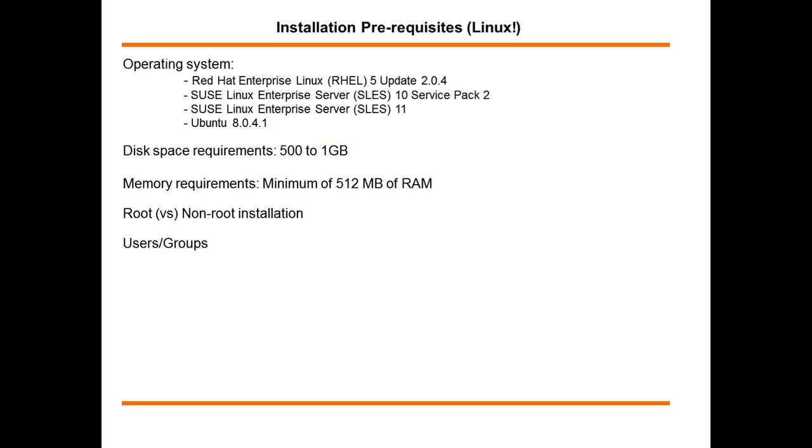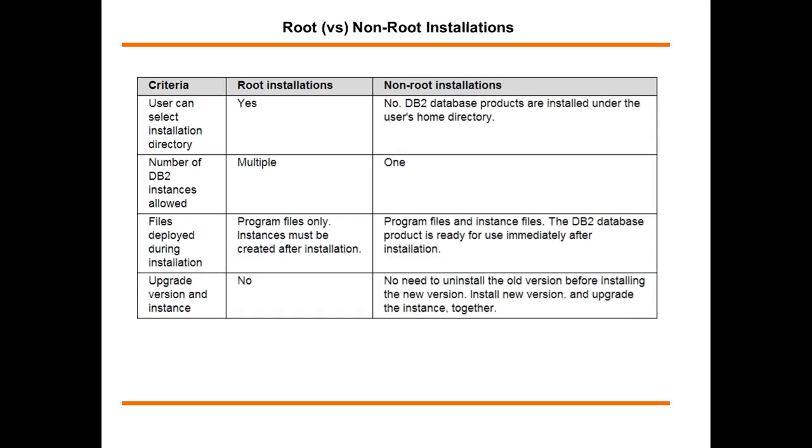We have already looked at this practically, but the basic prerequisites for any installation are very minimal for DB2. You need minimal disk space and minimal RAM. But the two major things you have to consider is whether you are doing the installation as root or non-root. This is a very important difference. What happens when I do it as root? What happens when I don't?